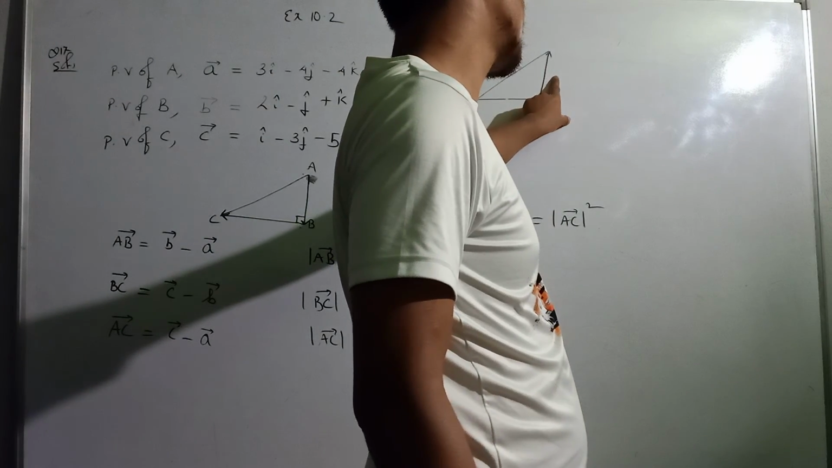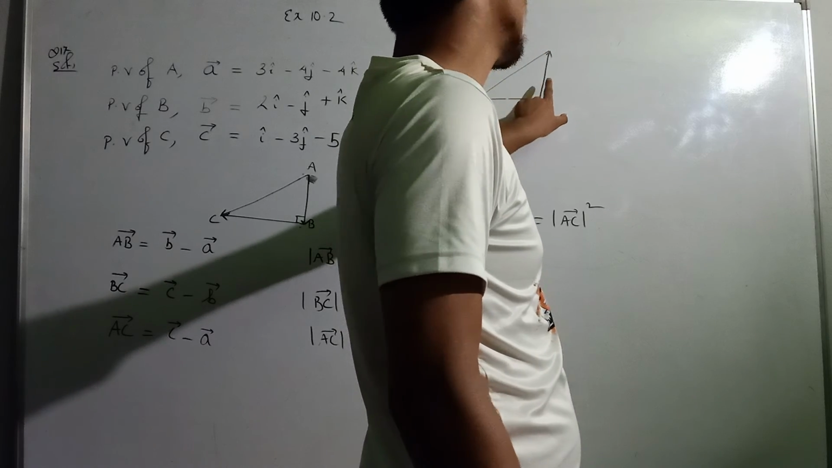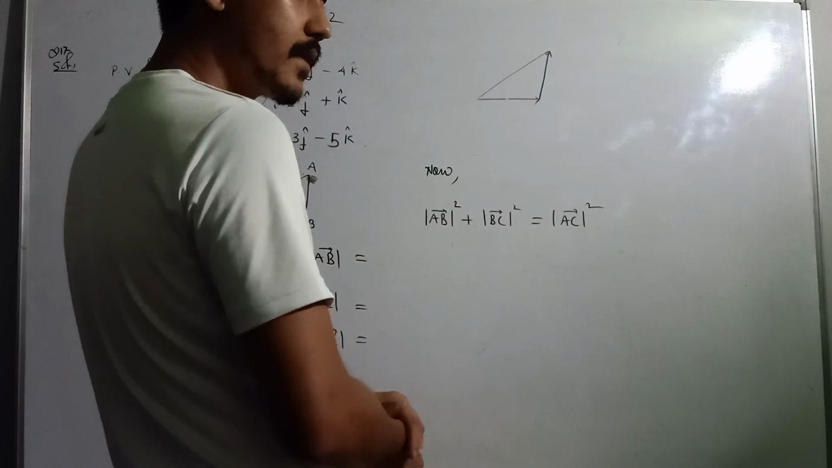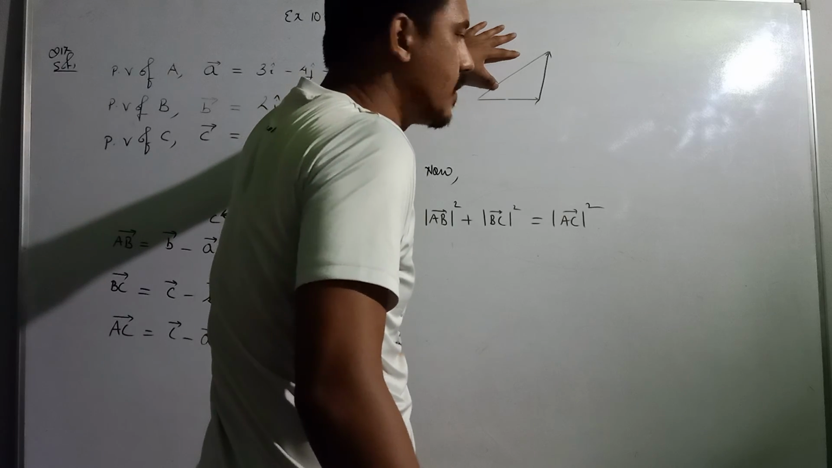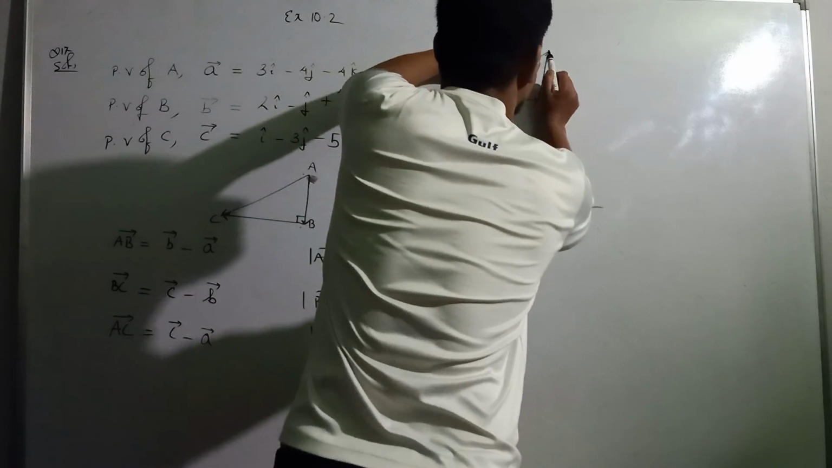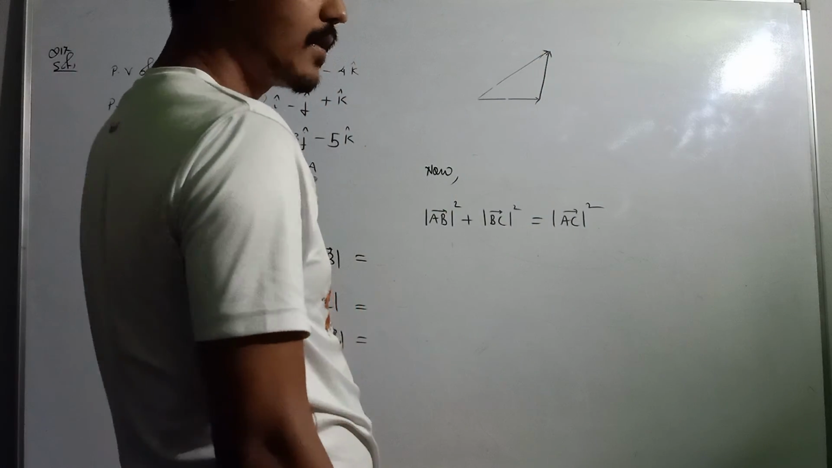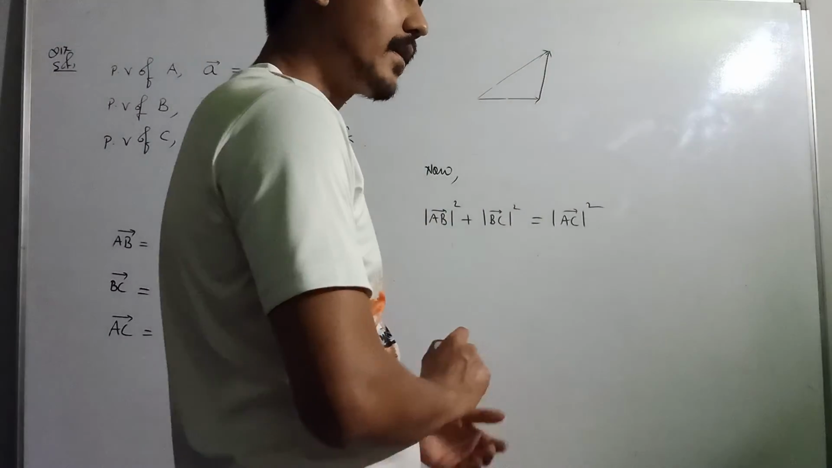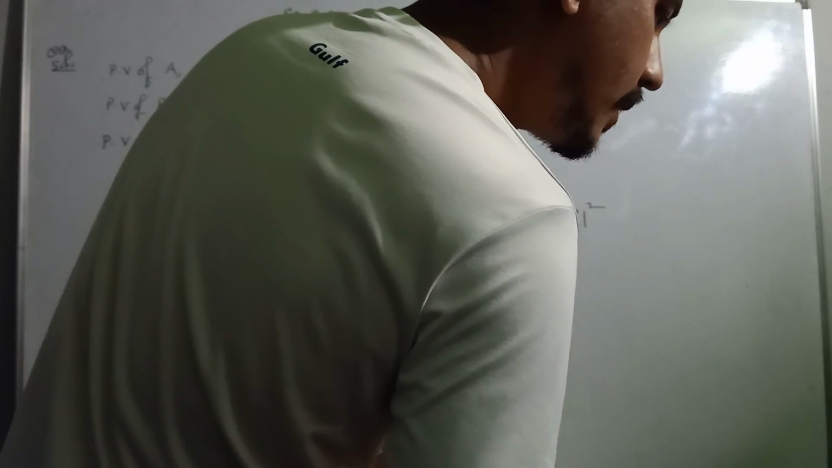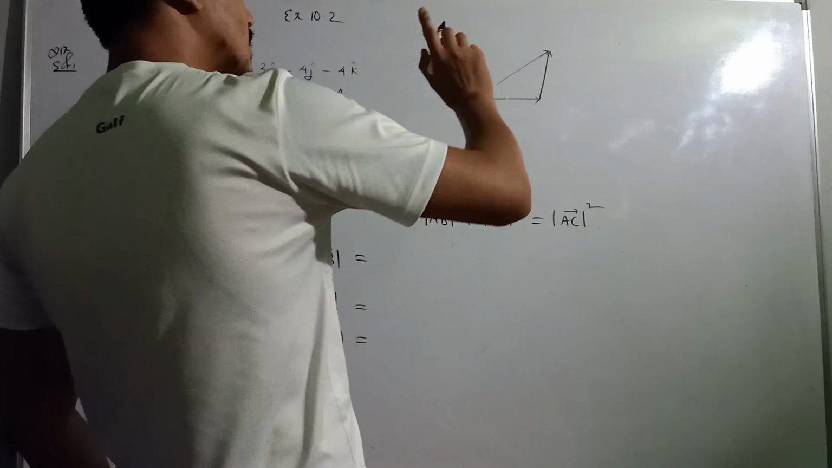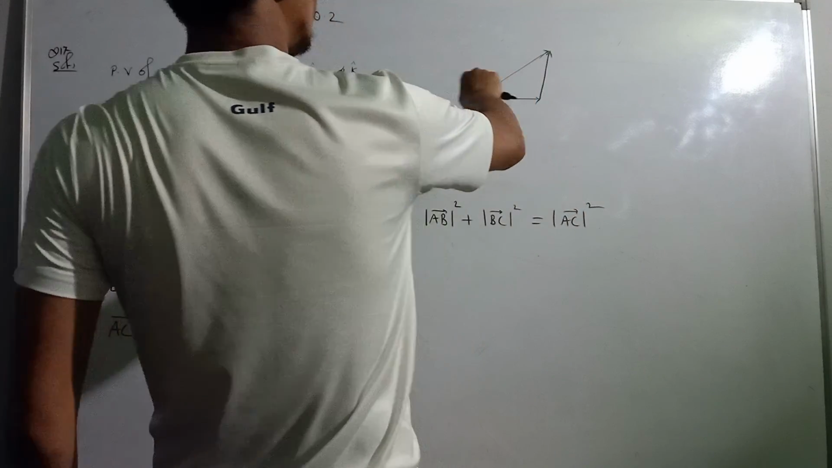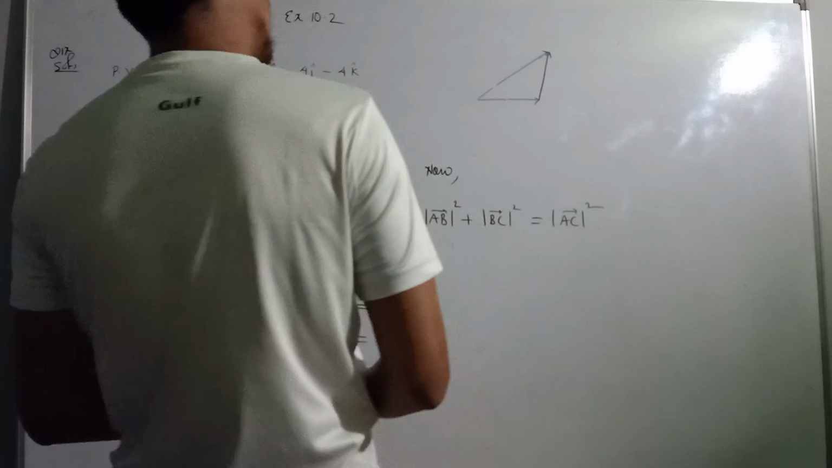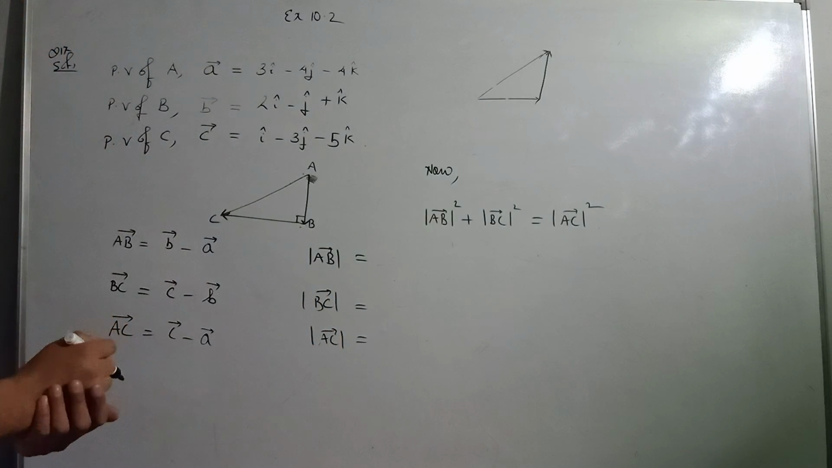If two vectors are represented by two adjacent sides of a triangle taken in the same order, then the resultant is given by the third side of the triangle in opposite order. Is it okay? So the one which does not satisfy this condition is not the correct answer for number 18. So the triangular law of vector addition says if two vectors are represented by two adjacent sides of a triangle taken in the same order, then the resultant will be given by the third side of the triangle taken in opposite order.